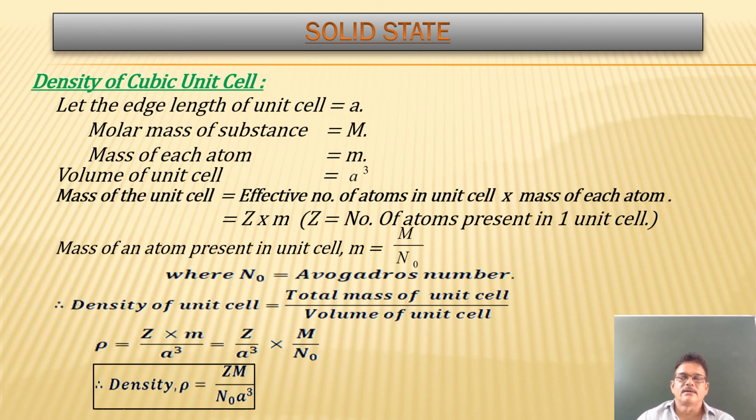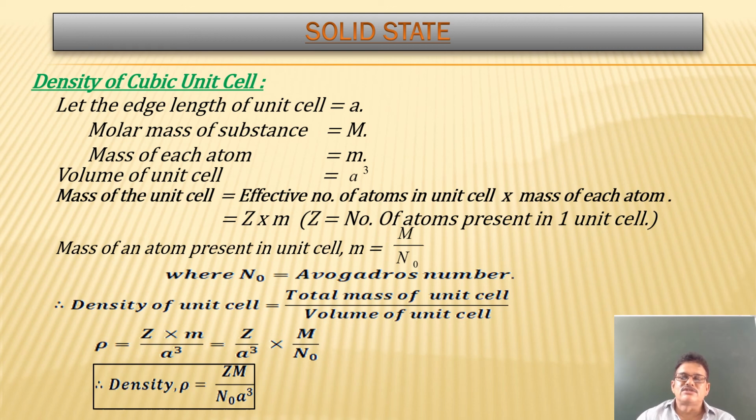So the Z value we know for different unit cells. For simple cubic unit cell, Z value is 1. For face-centered cubic unit cell, Z value is 4. For body-centered cubic unit cell, Z value is 2. And if the substance is given, we can calculate M.